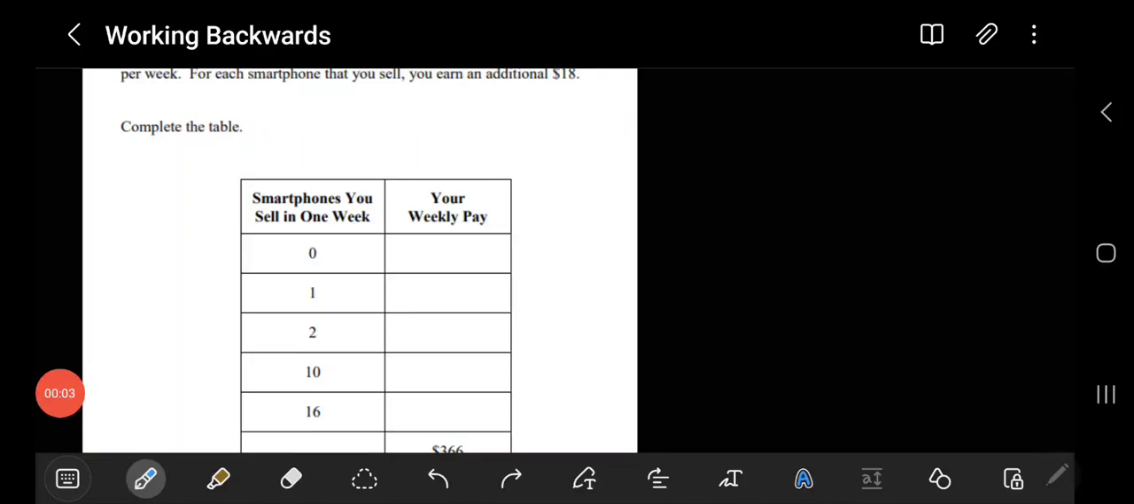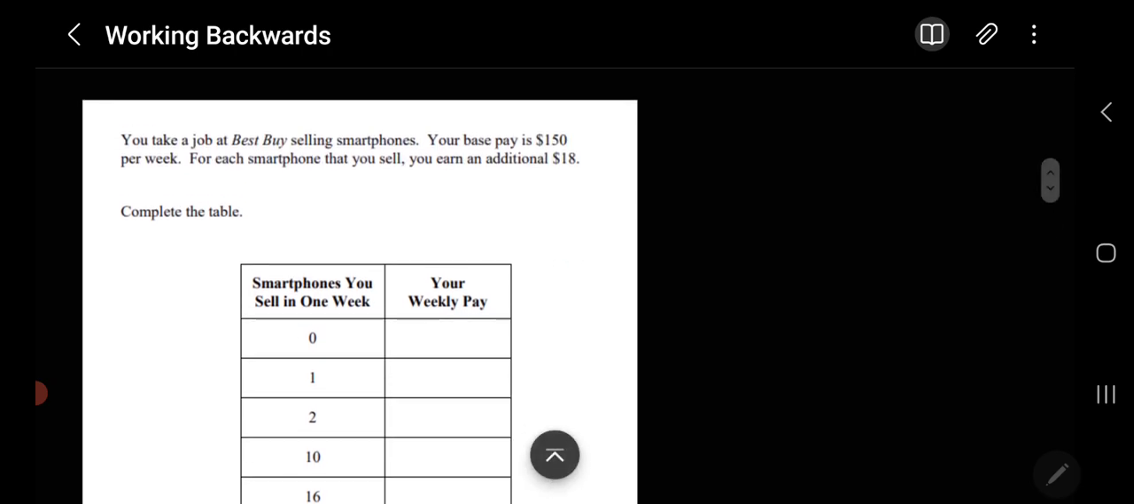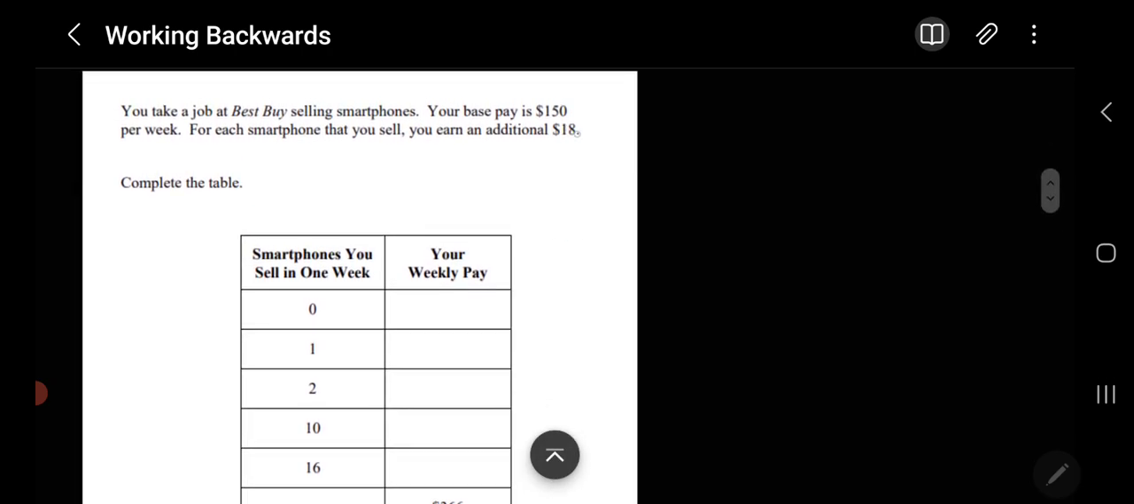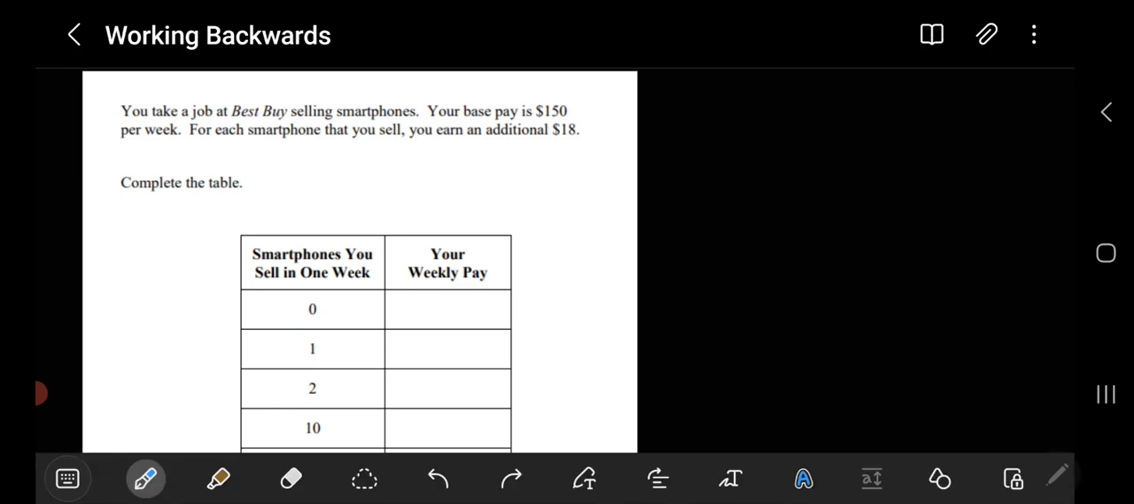Hello everyone, in this video we will learn how to work backwards. Let's look at an example. You take a job at Best Buy selling smartphones. Your base pay is $150 per week. For each smartphone that you sell, you earn an additional $18. Complete the table. The table is asking for the smartphones you sell in a week and your weekly pay. First, let's look at a couple of the scenarios.